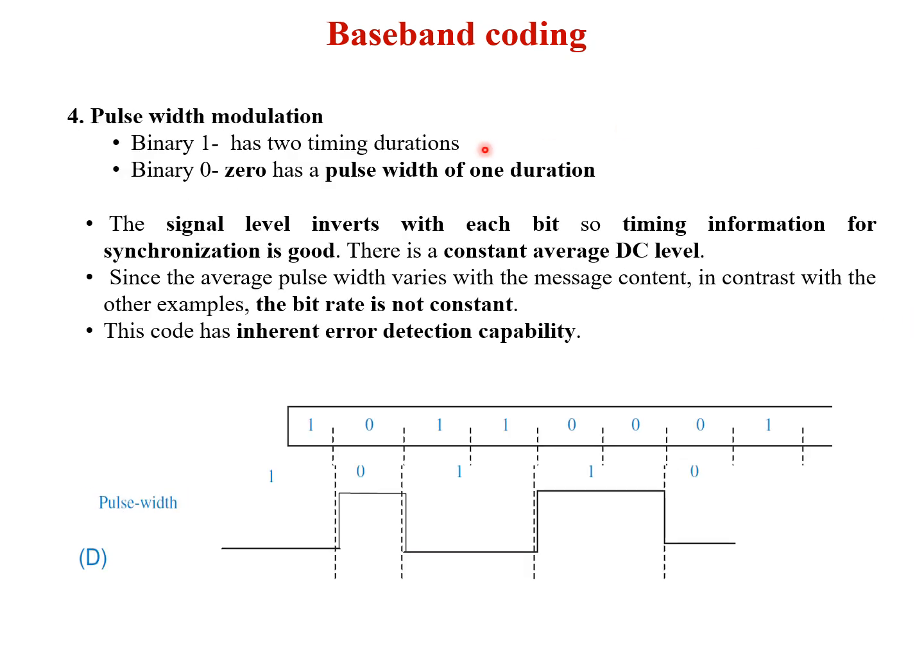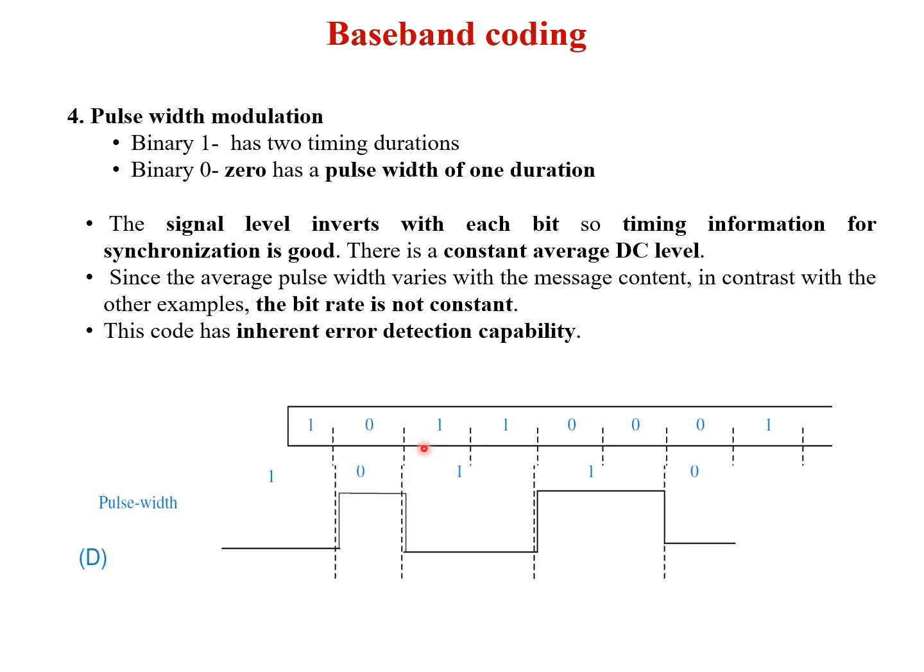Then the next one is pulse width modulation. In pulse width modulation, how are binary ones and zeros represented? Binary 1 has two timing durations, 0 has a pulse width of one duration. So okay, let us take this example. How is binary 1 represented? Binary 1 is represented by a pulse of two timing durations, and 0 by one time duration.